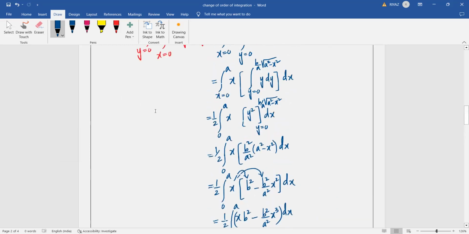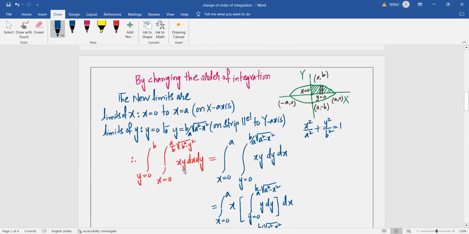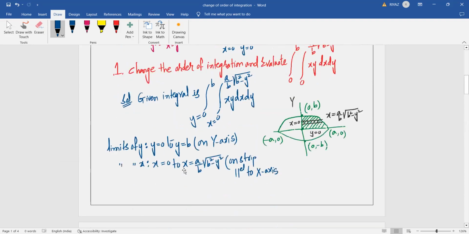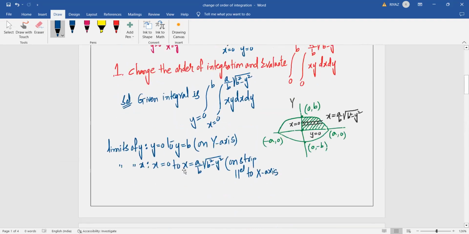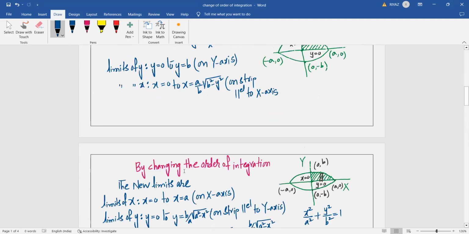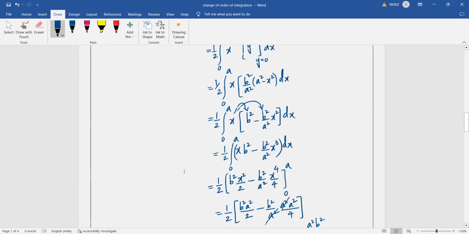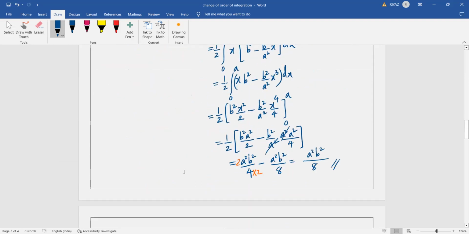You will get it as a long answer. Change of order of integration: it was the limit like this, and we are converting, and when we are integrating, we are getting the answer. This is called change of order of integration. So we will go for one more question.